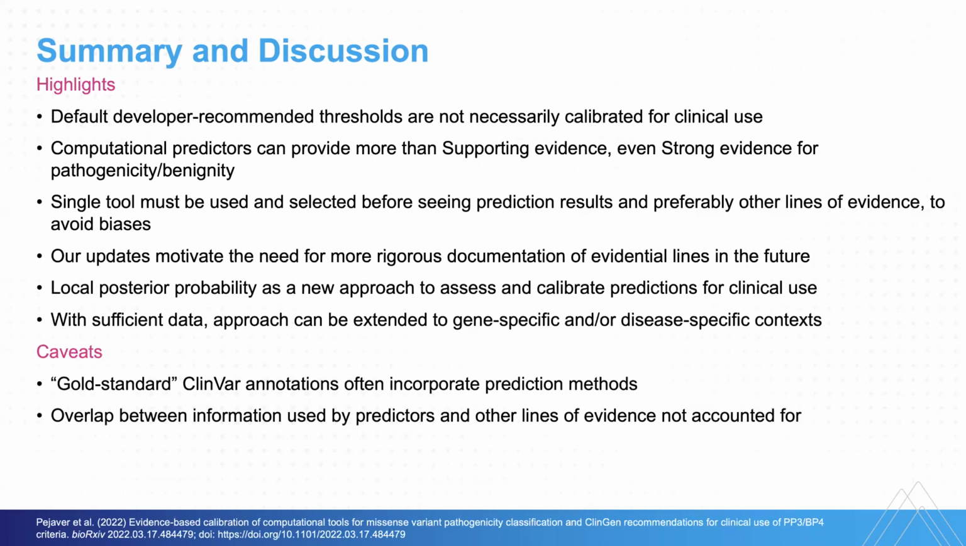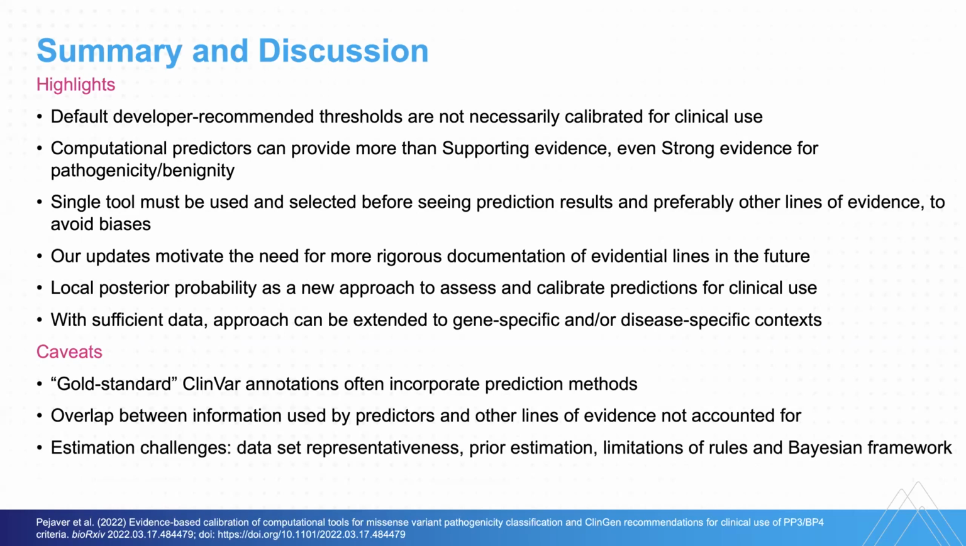And some of the caveats: gold standard ClinVar annotations often incorporate prediction methods. And as I mentioned, there's no straightforward way to account for this, at least at scale. Maybe for specific genes and variants, we might be able to do it on a smaller data set. And there's definitely overlap between information used by predictors. We've addressed that in some cases, but not necessarily systematically studied and addressed this.